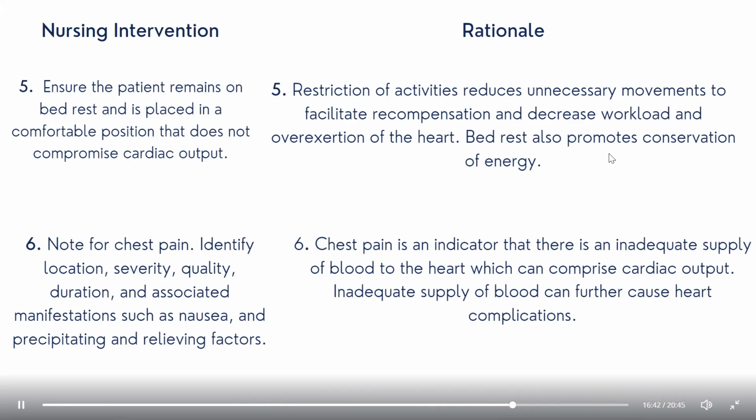Nursing intervention 6. Note for chest pain: identify location, severity, quality, duration, and associated manifestations such as nausea and precipitating and relieving factors. Rationale: chest pain is an indicator that there is an inadequate supply of blood to the heart, which can compromise cardiac output. Inadequate supply of blood can further cause heart complications.